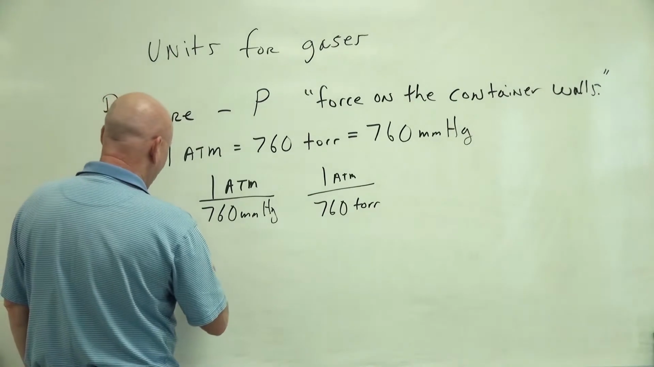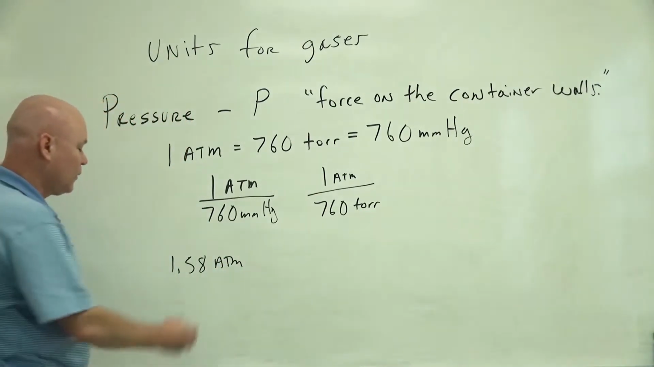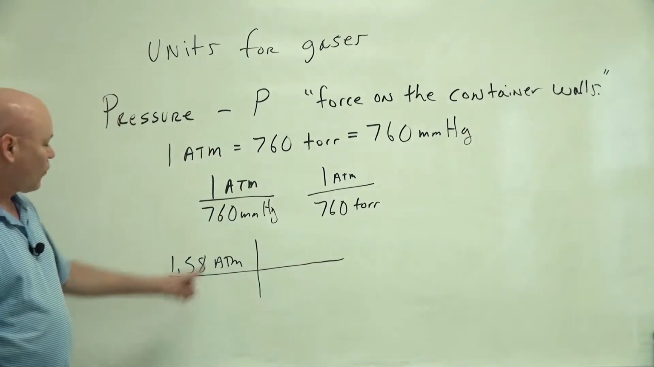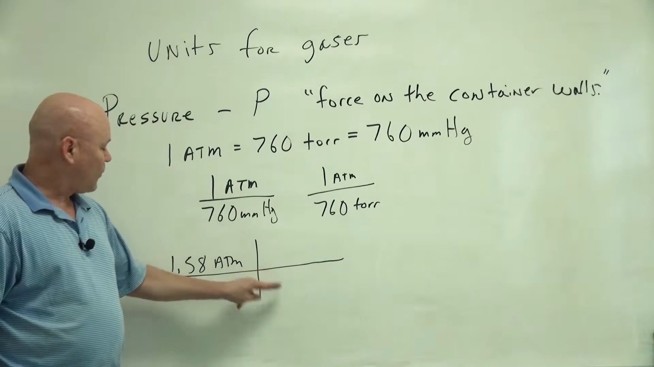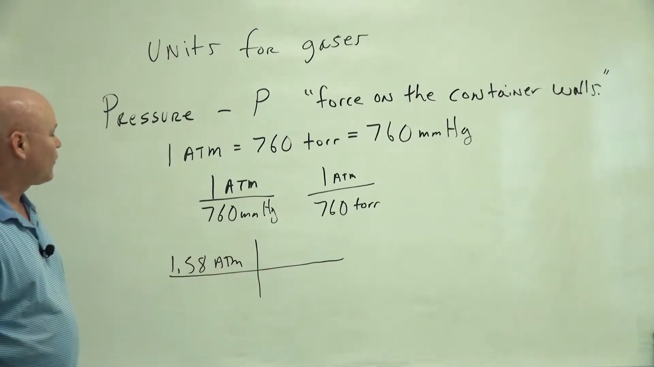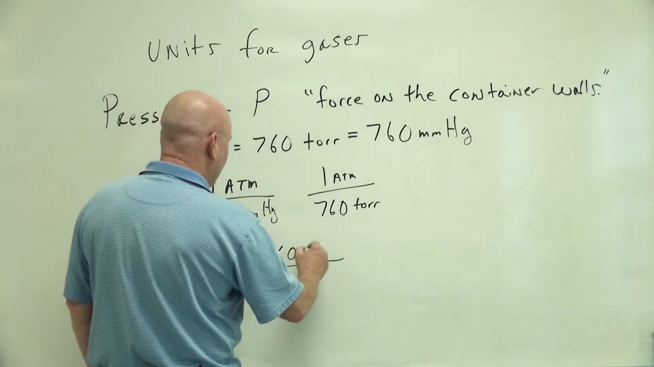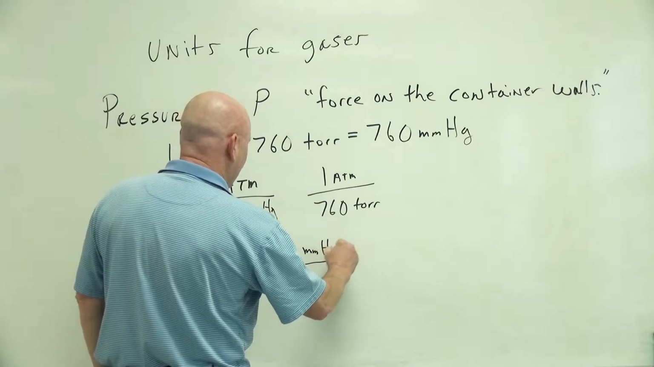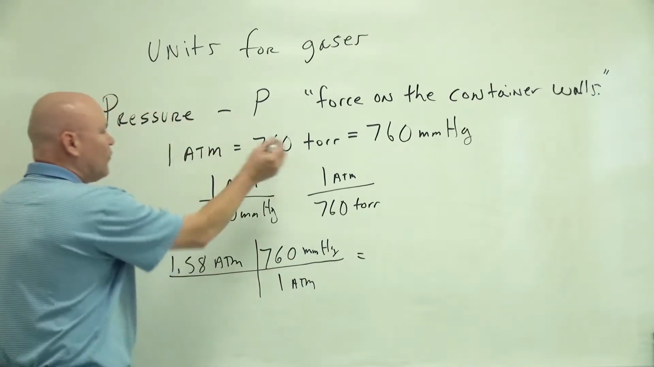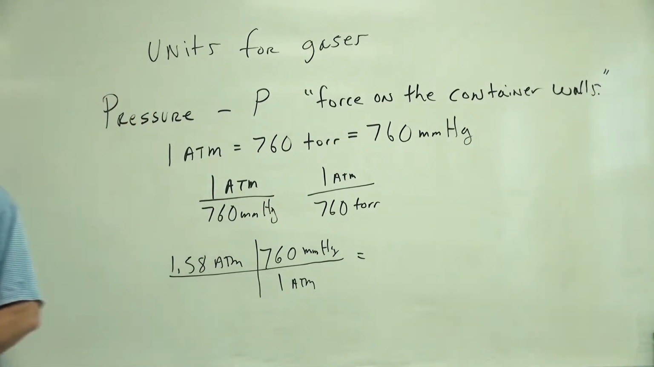if I've got 1.58 atmospheres and I want to go to millimeters mercury, well, the magic number is 760. But remember, we're going to draw a line, and we've got to match up units. Units, we've always got to cancel units. And so atmospheres has got to cancel. I'm looking for millimeters mercury, then that would be 760 millimeters mercury for every 1 atmosphere. And by the way, since these are defined, they don't count for significant figures.